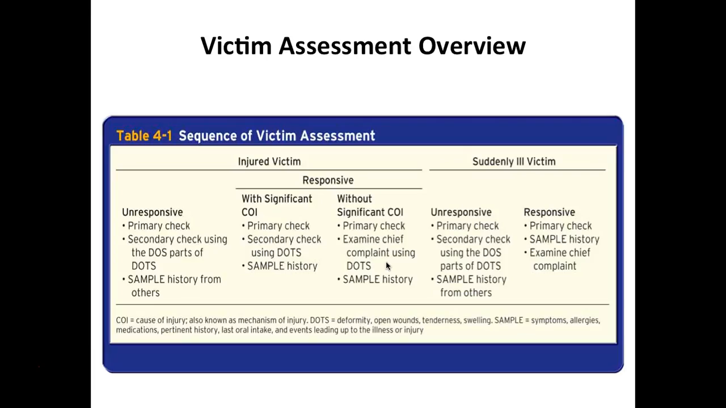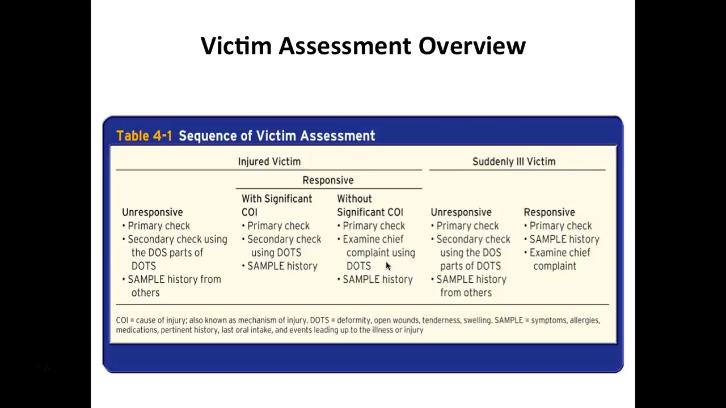So with a victim assessment overview, you break them into categories of injured and ill. Okay. So let's say if you have an unresponsive injured victim. Okay. So you do a primary check, you do a secondary check. We'll talk about those in a little bit more, and we do a SAMPLE history from other people that are around you. We'll talk about that again towards the end of the chapter.